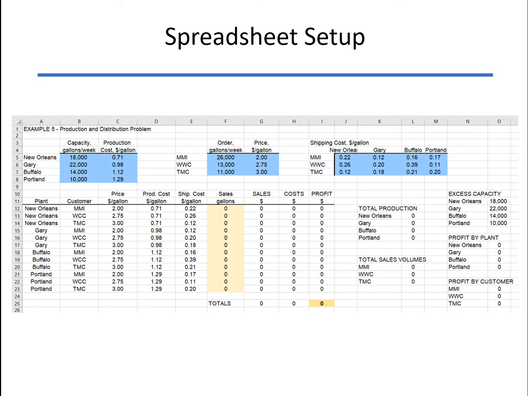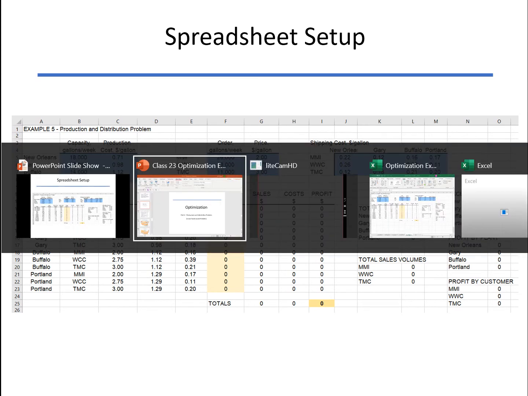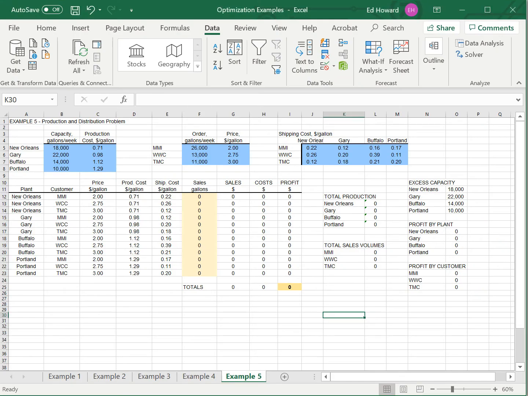Okay, so this is again on that spreadsheet that I've posted, and let's take a look at it. So here, these are constants. These are the capacities and the cost to produce. These are the orders and the price per gallon, and here are the shipping costs. So all the stuff that's in blue are the constants here. These are our independent variables right here. How much do we make at each plant and ship to each customer?